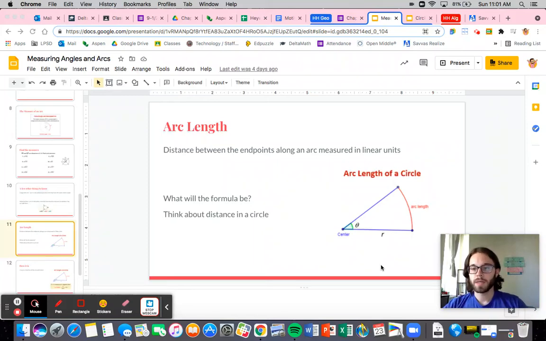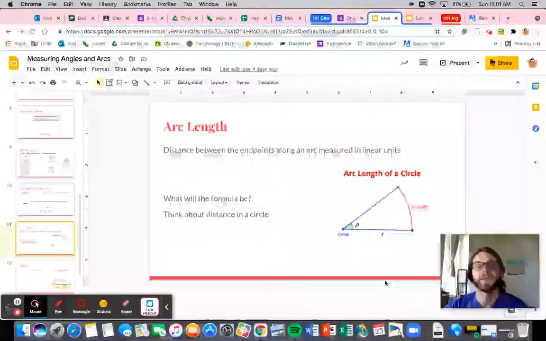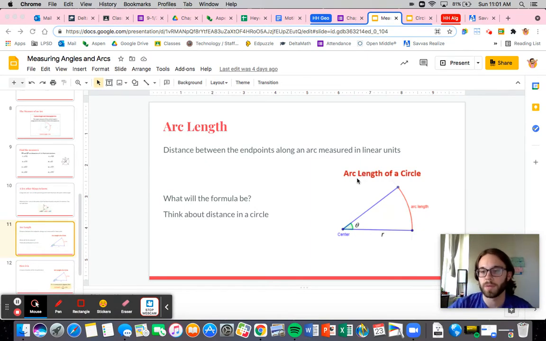Hi everyone, just wanted to take a minute to talk a little bit about arc length and measuring arcs and angles involving circles. So, in terms of arc length, what is it? It's a little different from arc measure. The arc measure was related to the degree of the central angle. We knew that the arc measure was a number between 0 and 360. It was equal to the measure of the central angle.